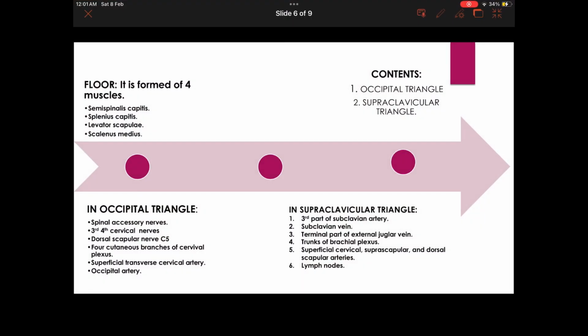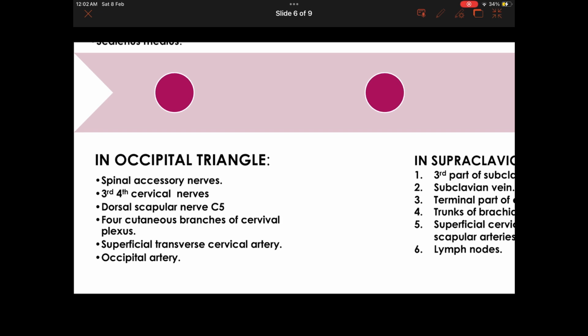So what are the contents of occipital triangle and supraclavicular triangle? As I have already explained, the posterior triangle is divided into two: the occipital triangle, that is the upper triangle, and the supraclavicular triangle, which is the lower triangle. Okay. So let's see what the occipital triangle has. What is the content of the occipital triangle? It has spinal accessory nerve, third and fourth cervical nerves, dorsal scapular nerve, that is C5, four cutaneous branches of cervical plexus, superficial transverse cervical artery, and occipital artery.